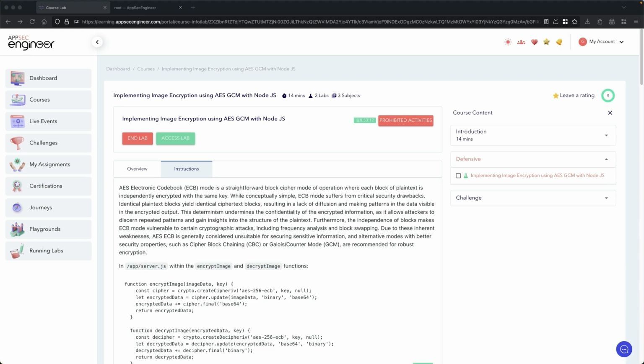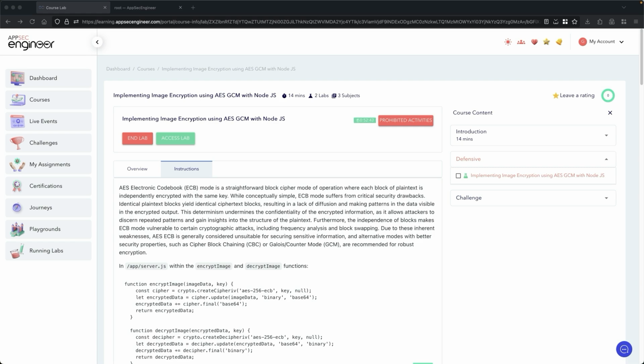In today's video, we'll examine a critical vulnerability in image encryption implementation using NodeJS. We're going to take a look at why AES-ECB mode, or electronic codebook mode, despite its simplicity, poses significant security risks when encrypting images. The vulnerability stems from ECB mode's fundamental characteristic. It uses identical plaintext blocks to produce identical ciphertext blocks.